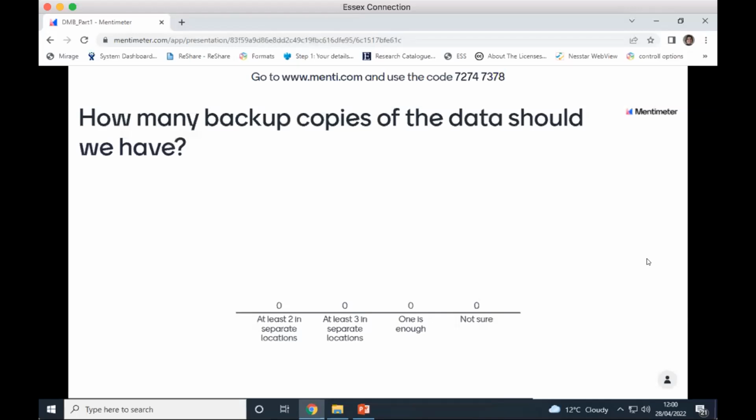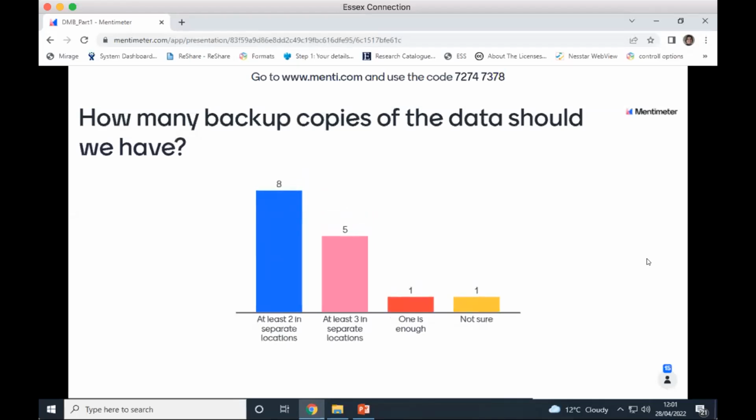Okay, how many backup copies of the data should we have? At least 2 in separate locations, at least 3 in separate locations. Perhaps 1 is enough, or are we not sure?